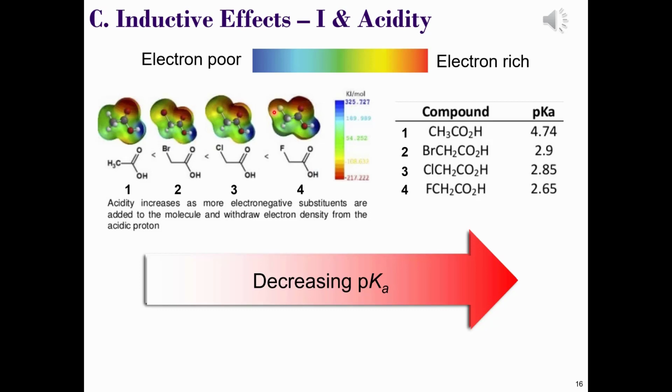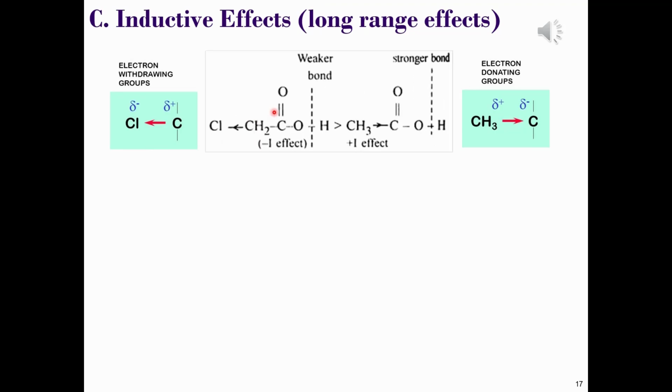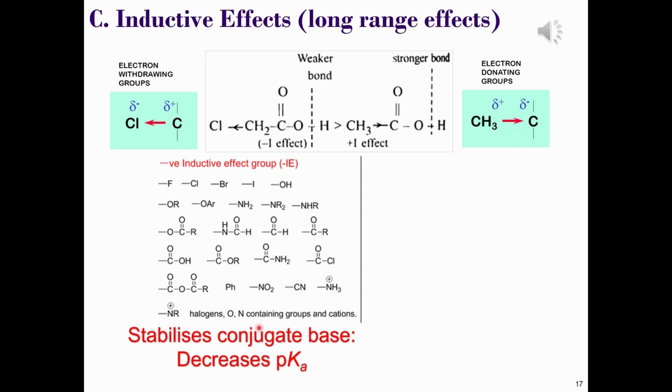On the next slide, we see a table of all of the electron withdrawing groups and donating groups that can either stabilize or destabilize the conjugate base respectively. This slide contains a summary of the electron withdrawing groups and the electron donating groups. So any atoms or groups of atoms that are electron withdrawing, that is, remove electron density away from the carboxylic acid group, weaken the bond between the acidic proton and the oxygen, and this is a negative inductive effect as it stabilizes the conjugate base.